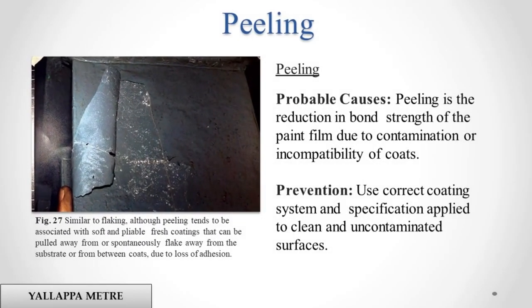Peeling. Probable causes. Peeling is the reduction in bond strength of the paint film due to contamination or incompatibility of coats. Prevention. Use correct coating system and specification applied to clean and uncontaminated surfaces.